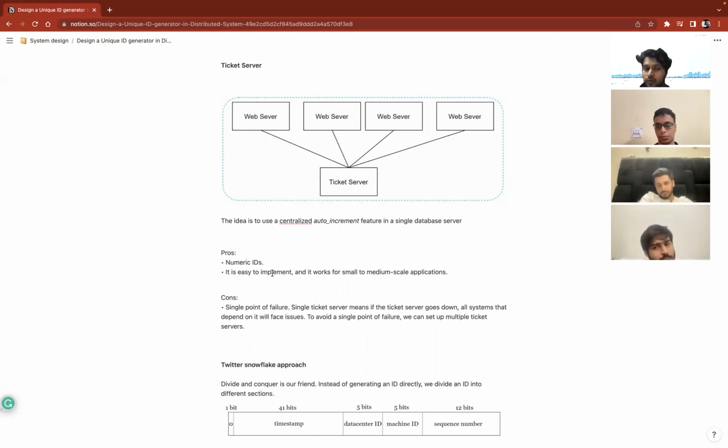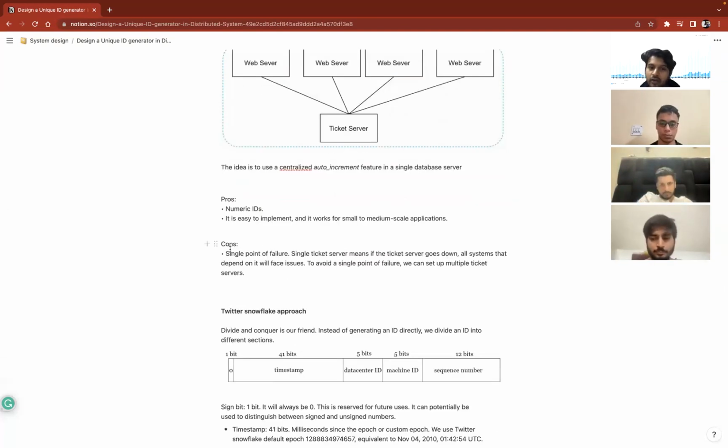Why do we do this? What are the pros? One, there are numeric IDs. They are incremental, sortable, and small, so everything is served. It is also easy to implement because it's just one server with a very simple algorithm. Whenever I get a hit, simply increment the existing counter by one and return it. That's it. Very easy to implement.